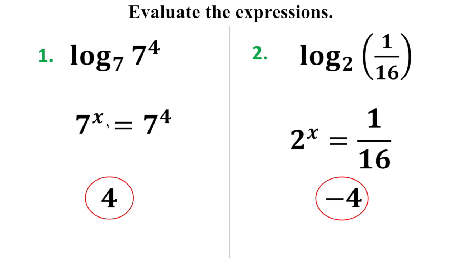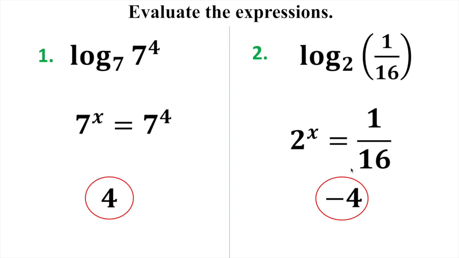All right, now on this one, you see right here, I've got 7 to the x power gives me 7 to the 4th. Well, 7 to the x, that means these two bases are the same. That means the exponents have to be the same. And if the exponents have to be the same, this one's a 4. That means this one has to be a 4. There we go.